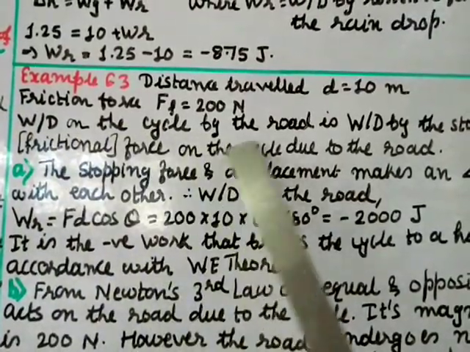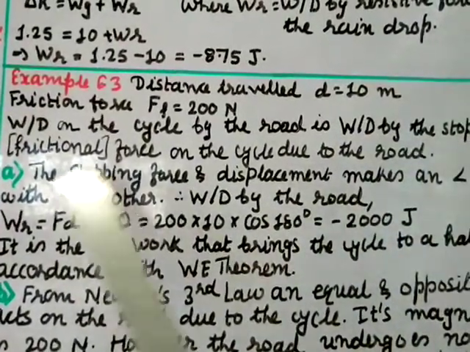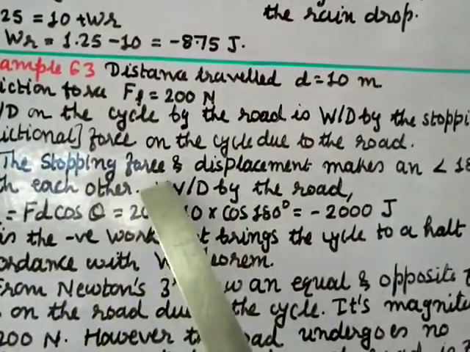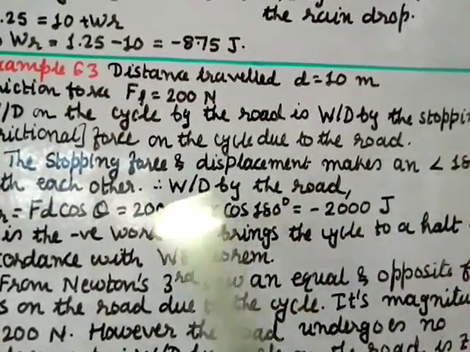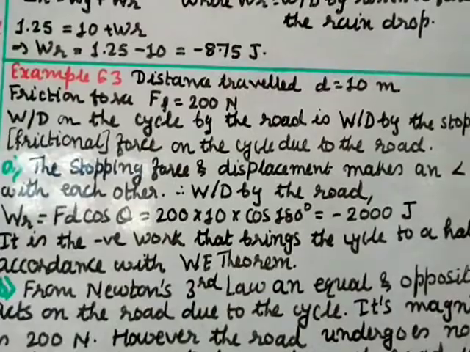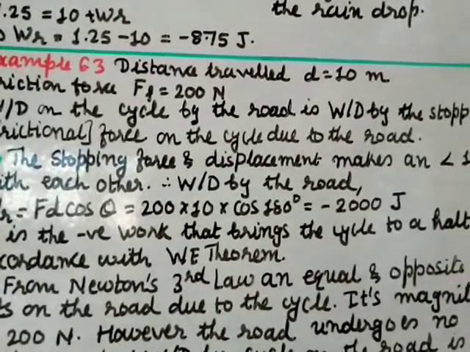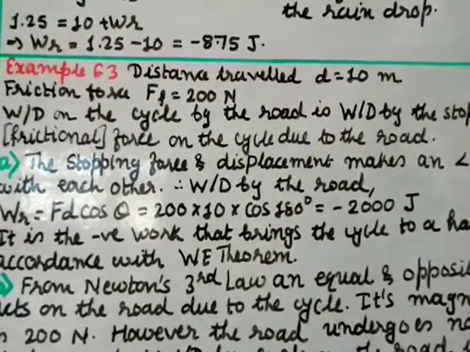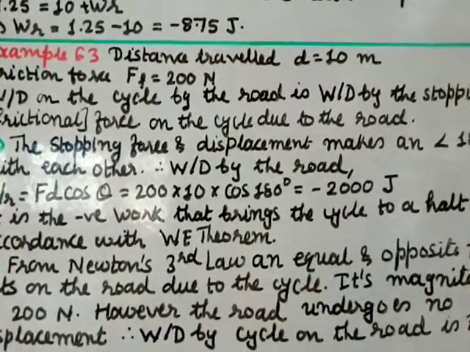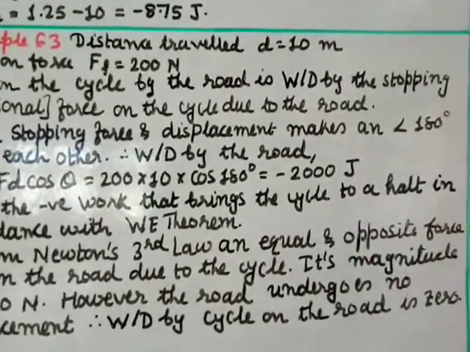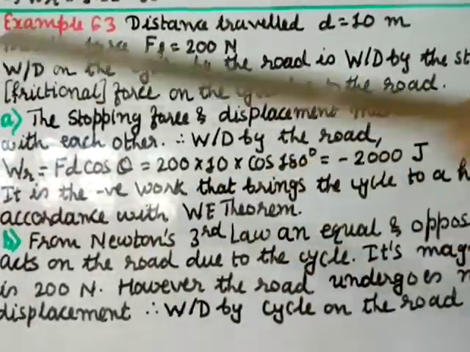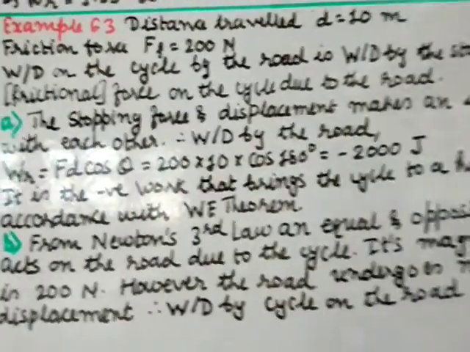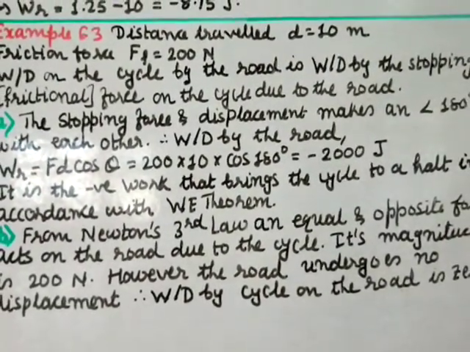Work done on the cycle by the road is the work done by the stopping frictional force on the cycle due to the road. For part A, the stopping force and displacement make an angle of 180 degrees with each other, because the cycle is going in one direction and the friction force is opposite to it. Suppose the cycle moves in this direction, the friction is on the opposite side, so the angle between them is 180 degrees.